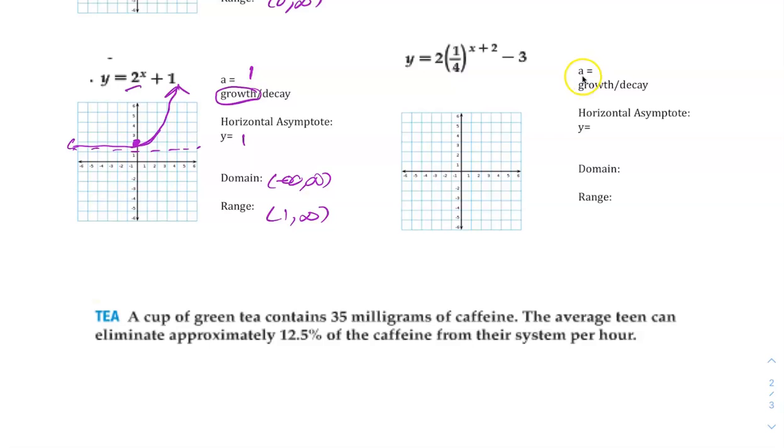No flips, luckily. A is the number in front, so 2. Growth or decay? My B here is less than 1, so decay. Horizontal asymptote, that guy right there, negative 3. And we just gotta graph it. So go down to your horizontal asymptote, negative 3. Put that line there. My A is 2, so I should go 2 above it.